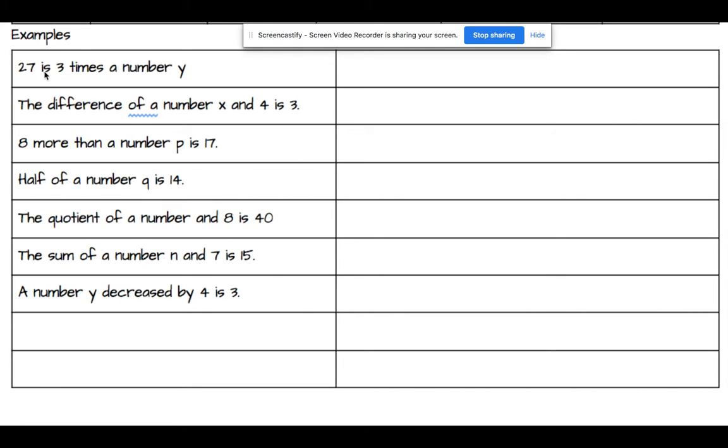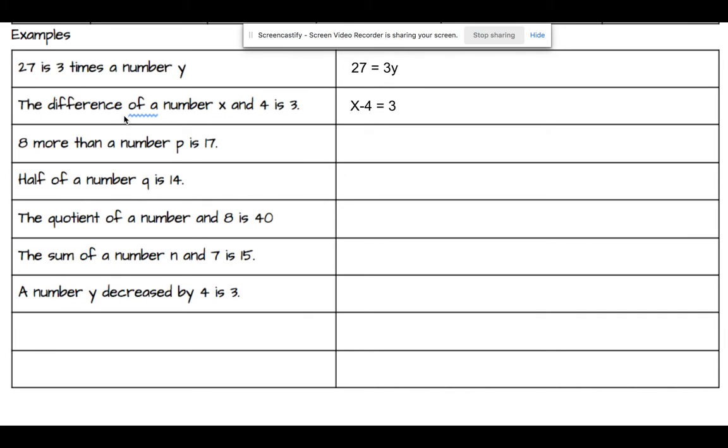So remember, is an equal sign. So you're going to write the 27, an equal sign, and 3 times a number y. We know we don't put the multiplication sign anymore. Now we're just writing the 3 as a coefficient and the y as a variable, and that means the same thing as 3 times y. Oh, there we go. And I accidentally did 2 at once. 27 equals 3y. So that's what you'll have in that first example.